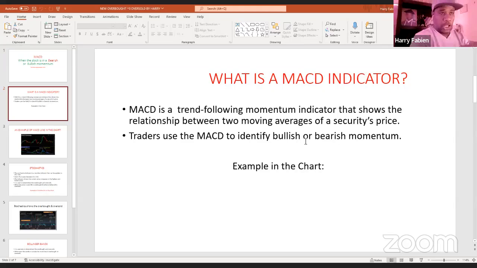When you have your chart open, you just start the indicators. I'm going to show you a little bit where you can find them, and you put MACD. That's the word. I'm going to show you on the chart how it looks and what it does.